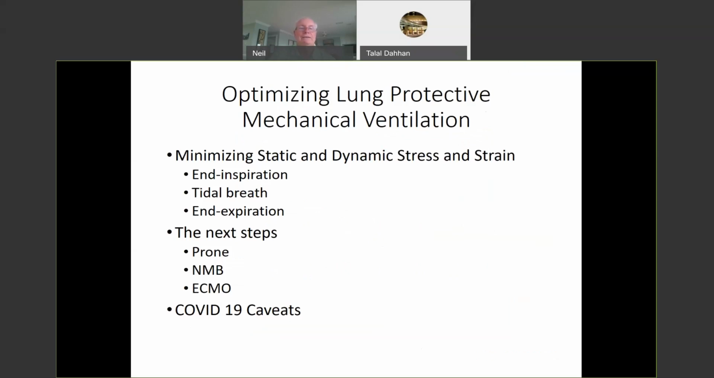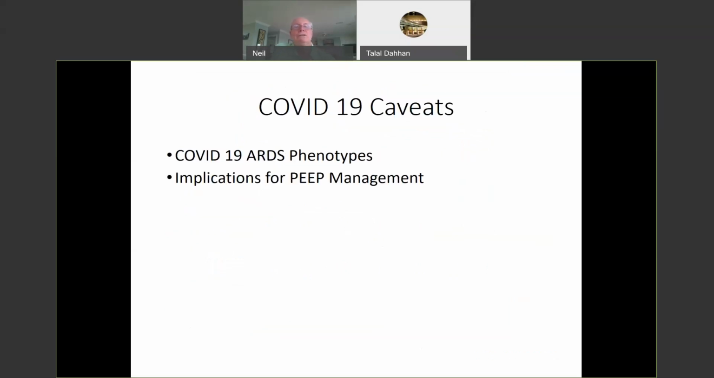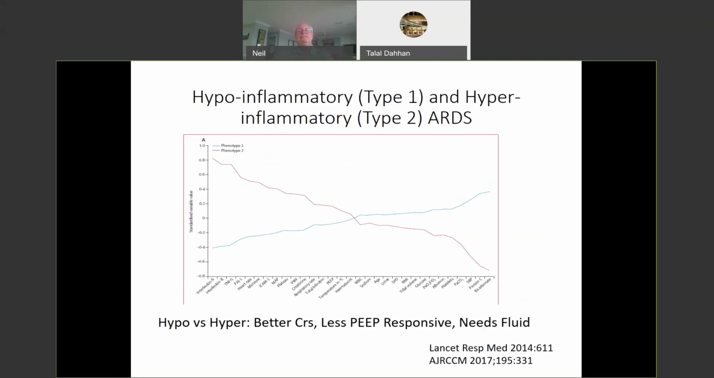Okay, now I want to move on to my caveats in COVID-19. I want to touch on 2 points. Number one is this concept that there are ARDS phenotypes when managing this disease. And then I want to touch on implications for PEEP management. So this idea of hypoinflammatory and hyperinflammatory ARDS has been around a couple of years.